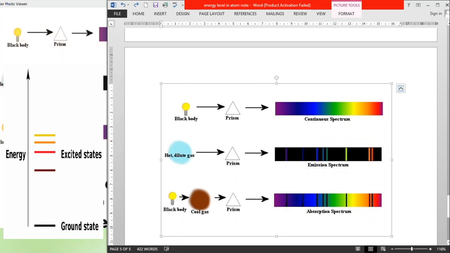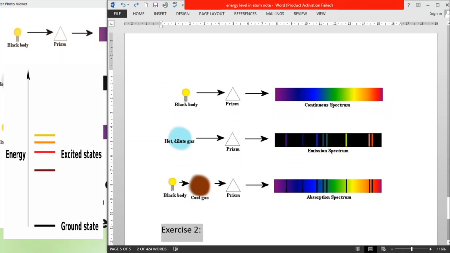So these are typical illustrations of how they look. We have the emission spectra and the continuous spectra. Continuous spectra is the rainbow. Emission spectra is emission of colors, and absorption spectra is also a typical example of the absorption of light.